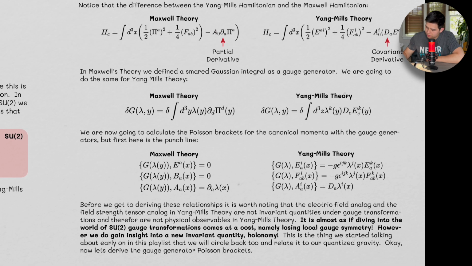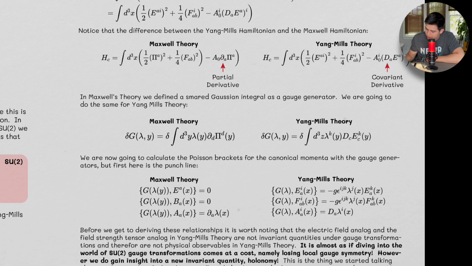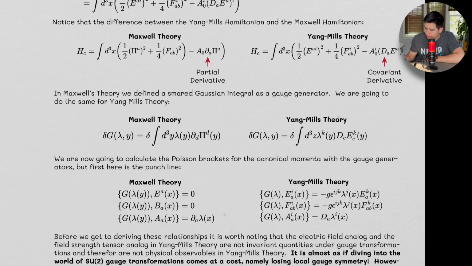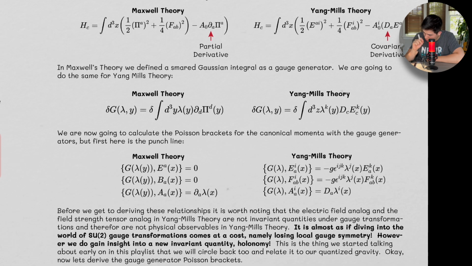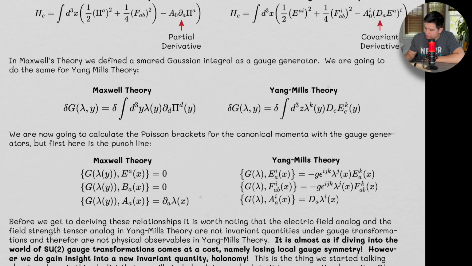Okay. In Maxwell's theory, we defined a smeared Gaussian integral as a gauge generator, and we're going to do the same thing for Yang-Mills theory. So in Maxwell's theory, if you recall, we defined this thing to be our generator. This is the function that we place in our Poisson bracket to get our gauge transformation. And so we're doing the same thing in Yang-Mills theory, again with just the exception that instead of a partial derivative, we have our covariant derivative. Okay, and this guy is related to, I just wrote, this could also be our canonical momentum because we defined it here also.